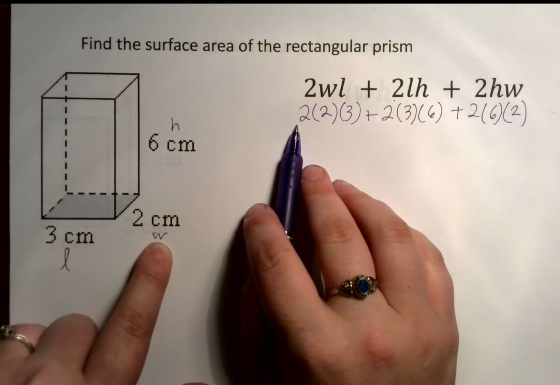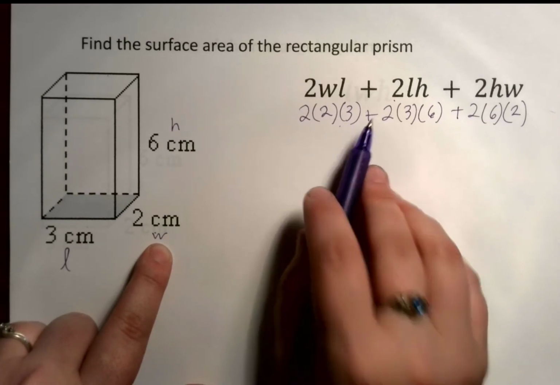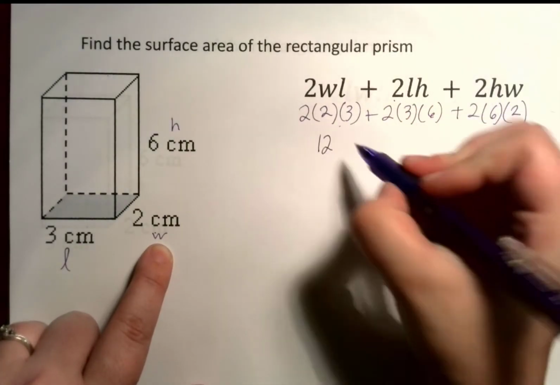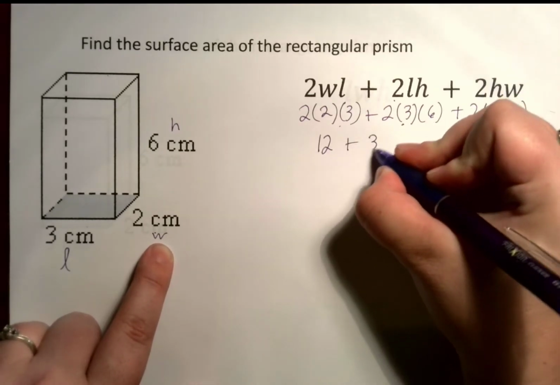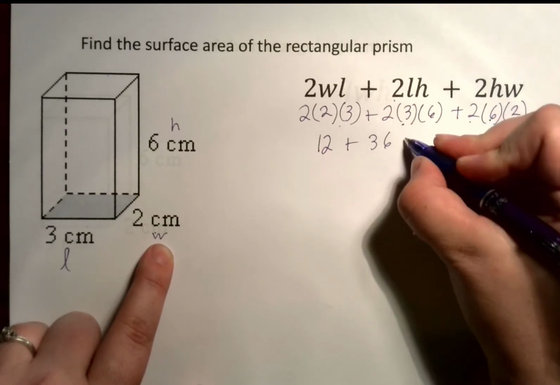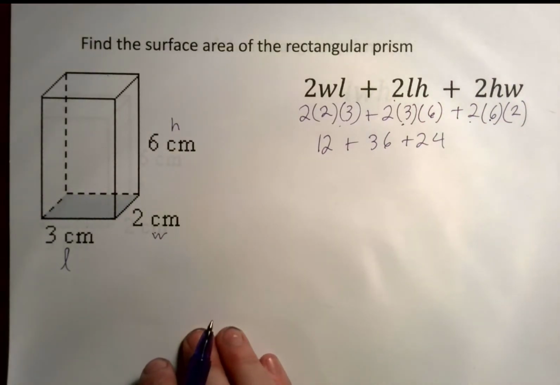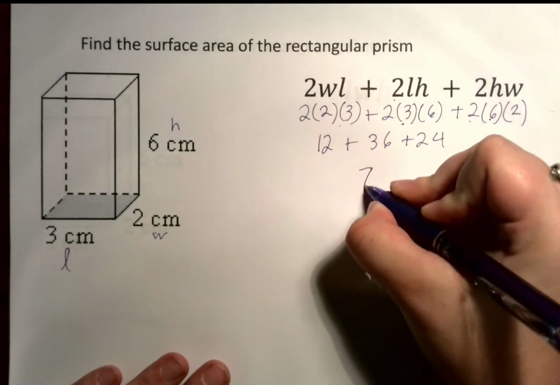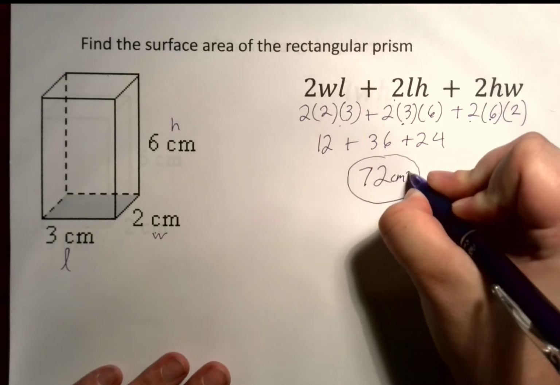So here we're just going to do order of operations. 2 times 2, which is 4, times 3, which is 12, plus 2 times 3, which is 6. 6 times 6 is 36. 2 times 6, which is 12. 12 times 2, which is 24. Then we have 12 plus 36 plus 24, which is 72 centimeters squared.